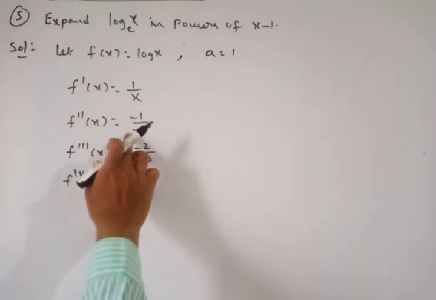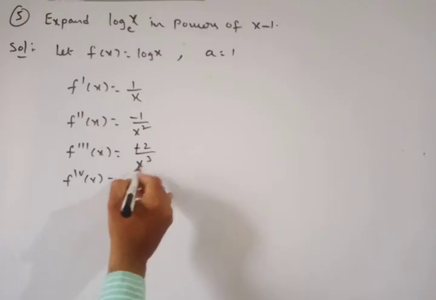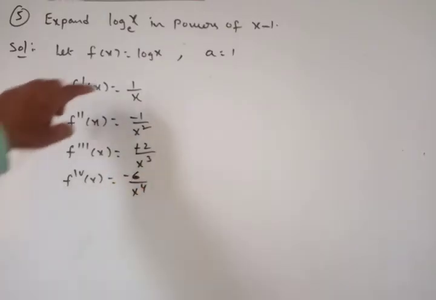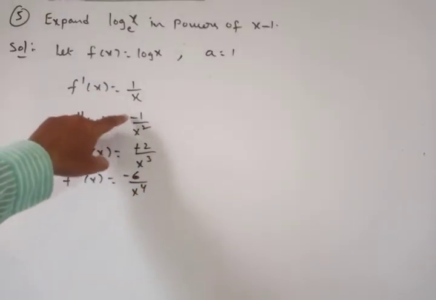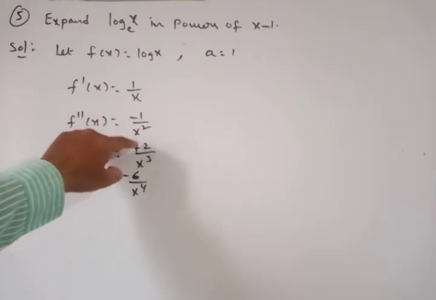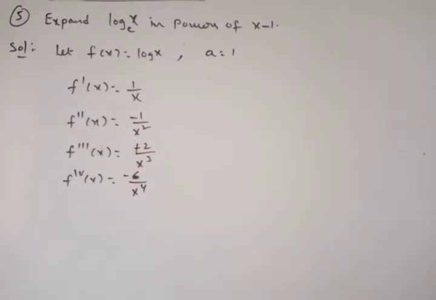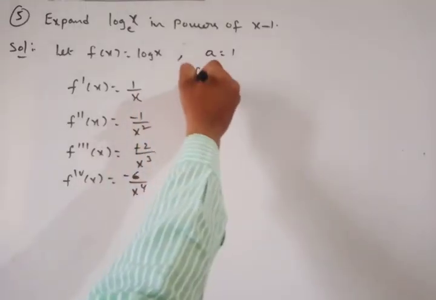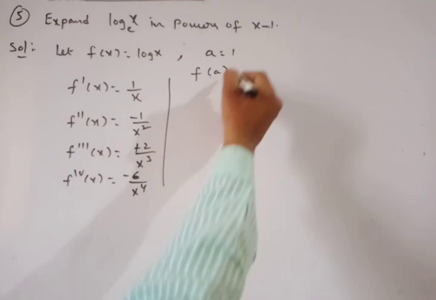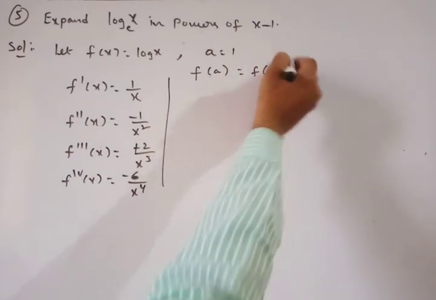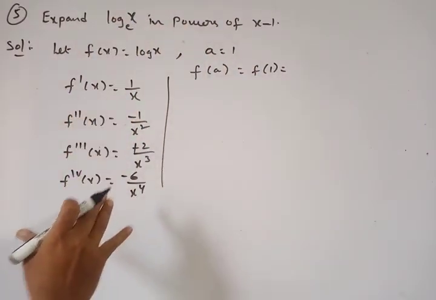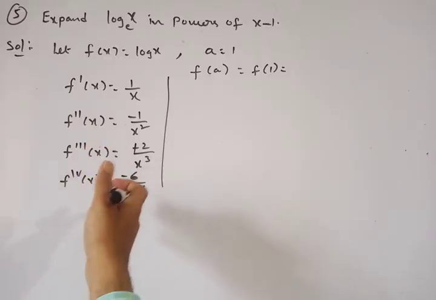The differentiation of 1 by x is minus 1 by x square. Minus 1 by x square will give you minus 1 into minus 2, plus 2 by x cube, and 2 by x cube will give you minus 6 by x power 4. Now f of a, what is the value of f of a? Very simple, the only thing is 3 to 4 times differentiation. Substitute the a value, which is nothing but the x value.